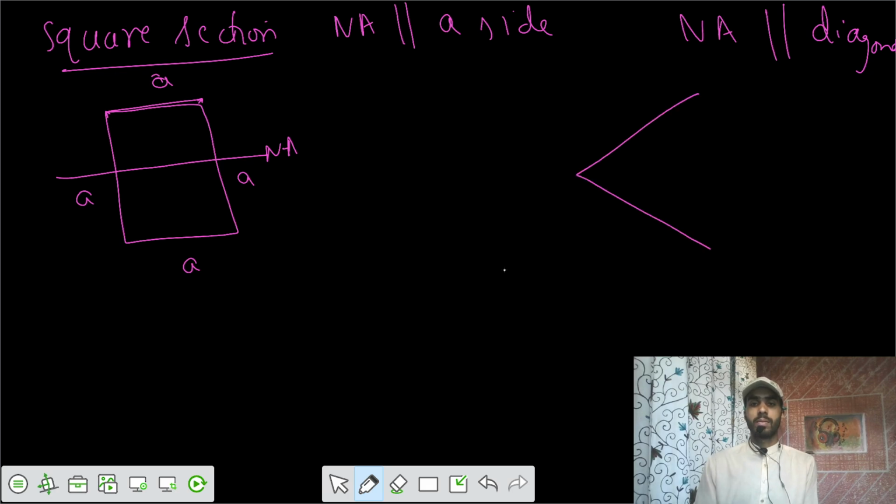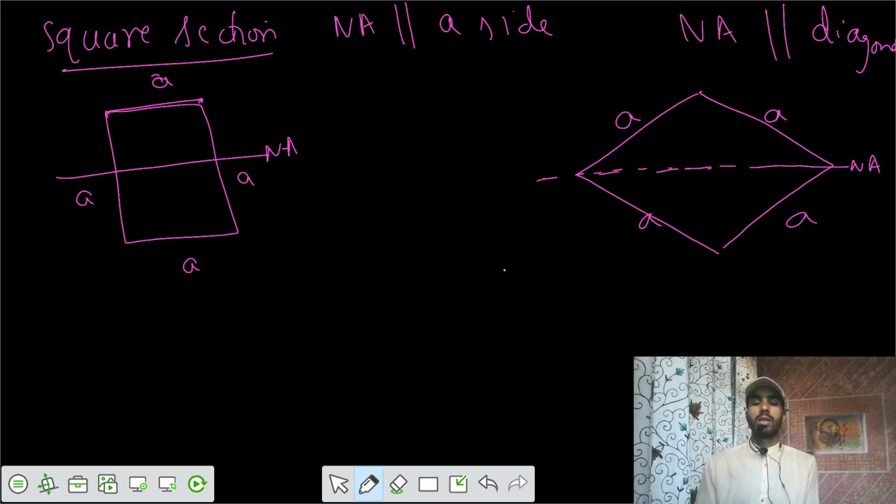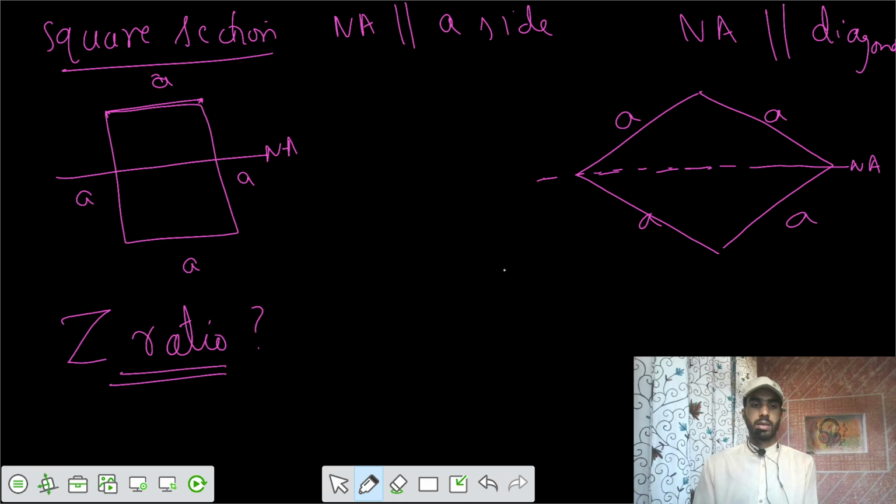Let's say this is a square and the neutral axis is parallel to one of the diagonals. So the side is A, and your neutral axis is parallel to the diagonal. So you want to find the ratio of Z, the section modulus ratio. That indicates which one has more bending strength, or more moment of resistance capacity.